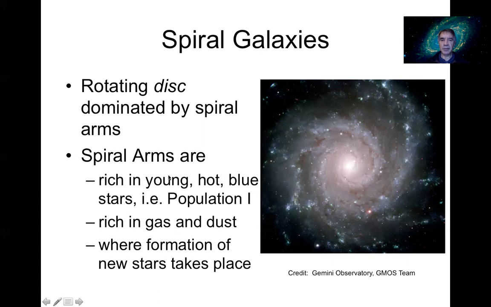And so that's another feature of population 1 regions. The fact that they're young means that they were recently formed, and in fact, stars are continually being formed in these regions. And so young population 1 is usually associated with areas where new stars are continually forming.